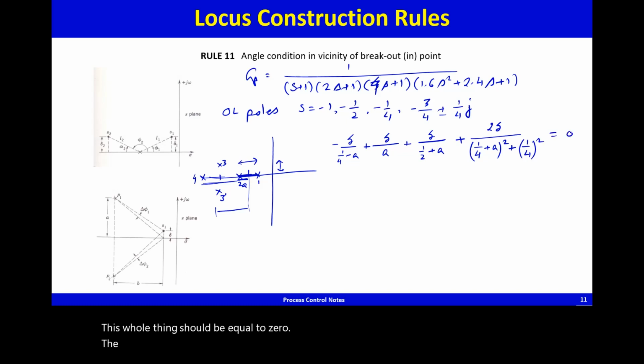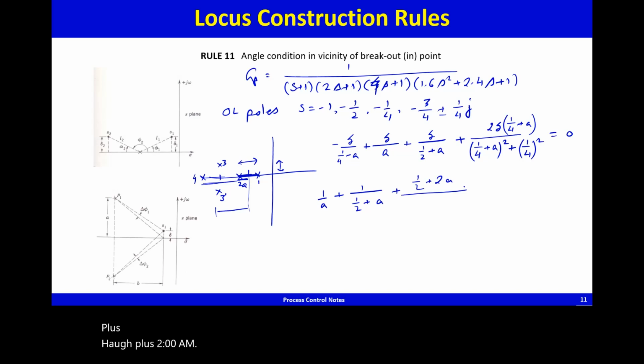The delta cancels out. What I then get is 1 by A plus 1 over half plus A plus (half plus 2A) divided by (1 by 16 plus 1 by 16, which is 1 by 8, plus half A plus A square) minus 1 by 4 minus A is equal to 0. So this is one equation in A.